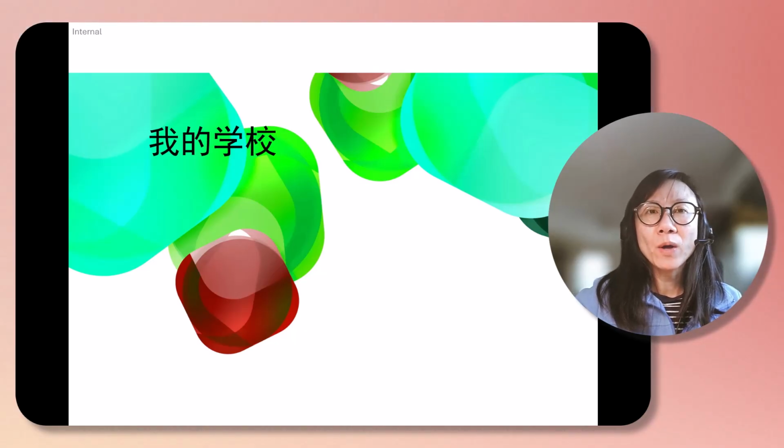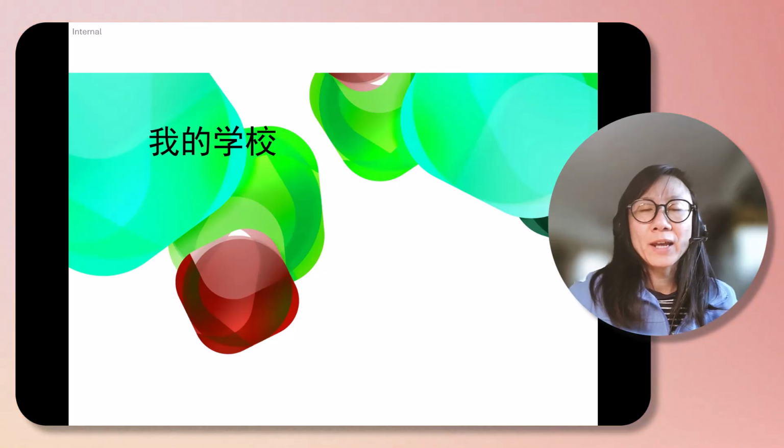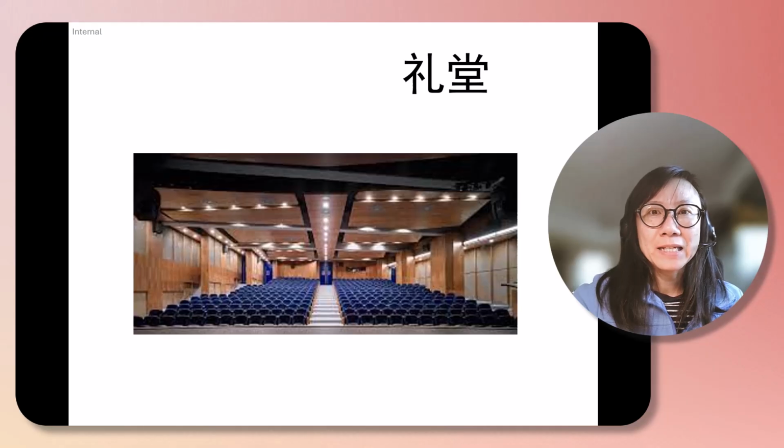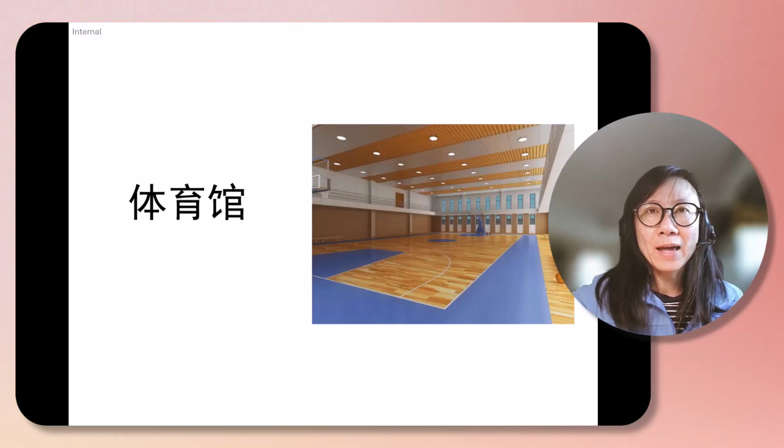Can you remember what you can find from your school? So here we're going to have a look at different facilities or rooms that we can find in our school. 操场, the playground. 礼堂, the hall. 体育馆, the indoor gym.